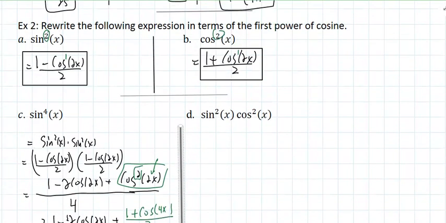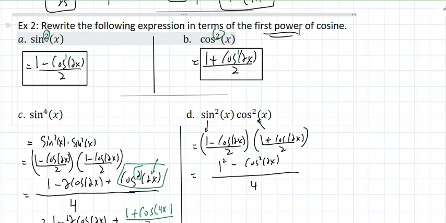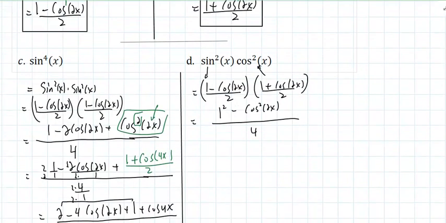And if I came across this part, D, well, the same deal. This is 1 minus the cosine of 2x. You double the angle every time you reduce power. 1 plus the cosine of 2x divided by 2. This is all over 4. If I FOIL the top, I'll get the first squared minus the second squared. I'm not done because I need them all to be in terms of the first power of cosine, and that's not it. So this is all over 4, 1 minus.